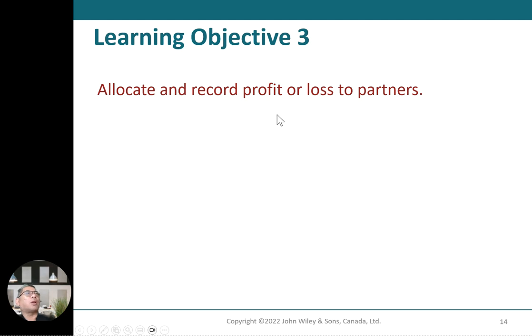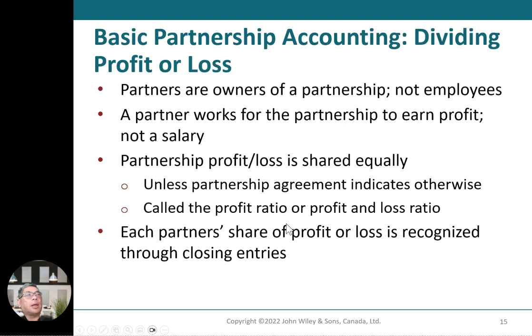Allocate the recorded profit and loss to partners, dividing profit and loss. Partners are owners of the partnership, not employees. A partner works for the partnership to earn profit, not a salary. So that's the key part: to make money, to earn profit, but not a salary.